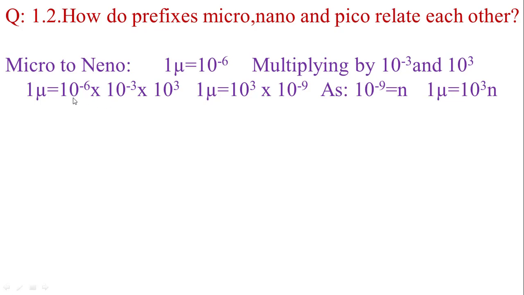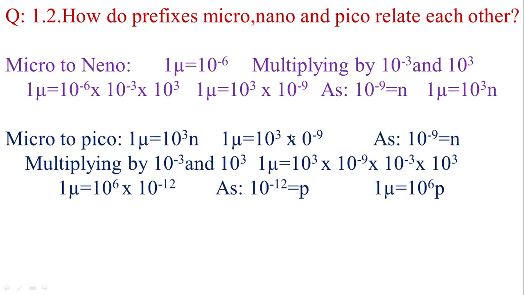Now adding these powers, we can write that 1 micro is equal to 10 raised to power 3 multiplied by 10 raised to power minus 6 minus 3, which is minus 9. So we know that 10 raised to power minus 9 is equal to nano. So 1 micro is equal to 10 raised to power 3 nano. Now relationship between micro and pico. We know that 1 micro is equal to 10 raised to power 3 nano.